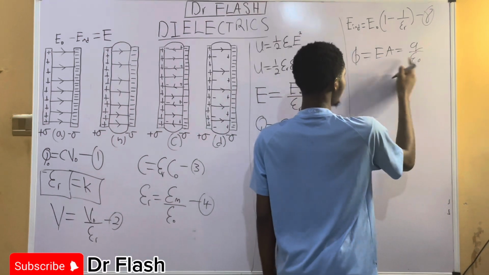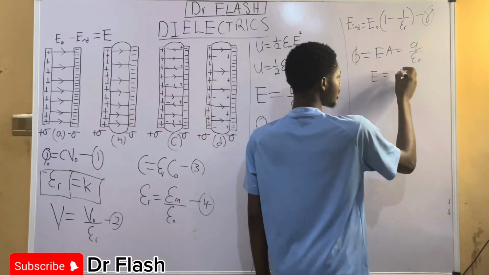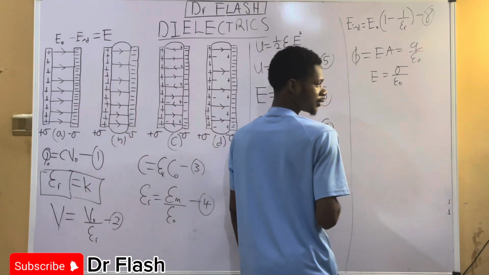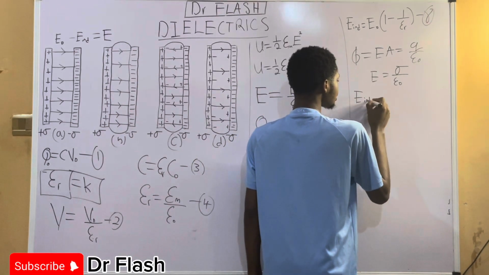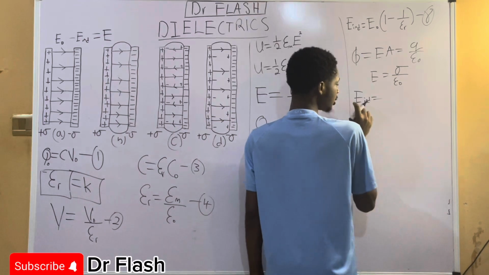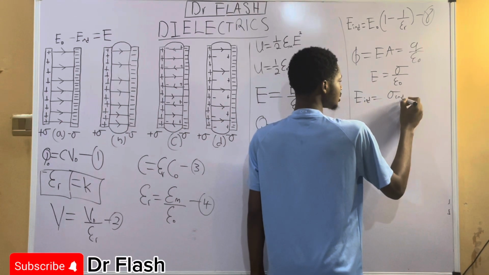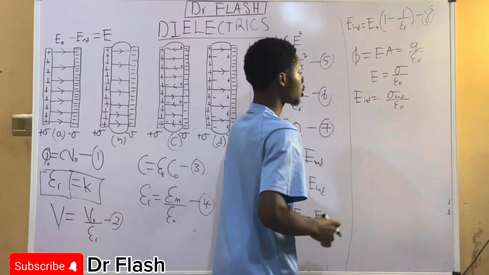If I divide both sides by A, I'm going to get E is equal to Q divided by A, which is the charge density. So I have the charge density divided by permittivity of free space. Also, we could say that the induced electric field intensity is equal to the induced charge density divided by permittivity of free space. Let's substitute into this equation.